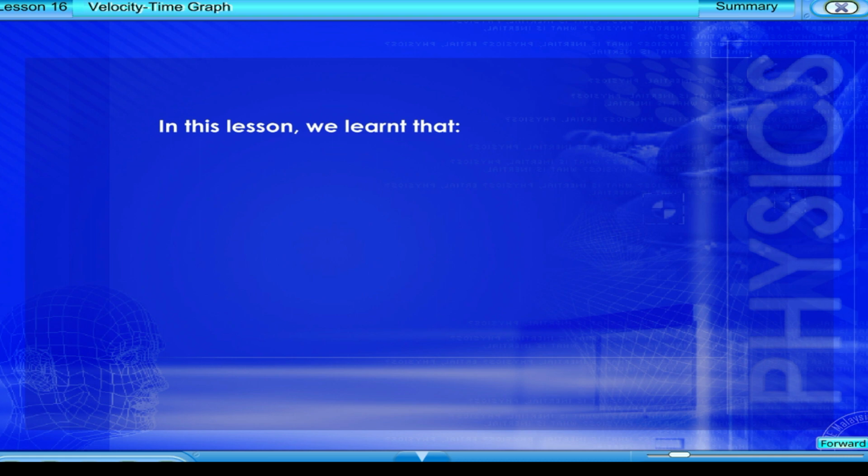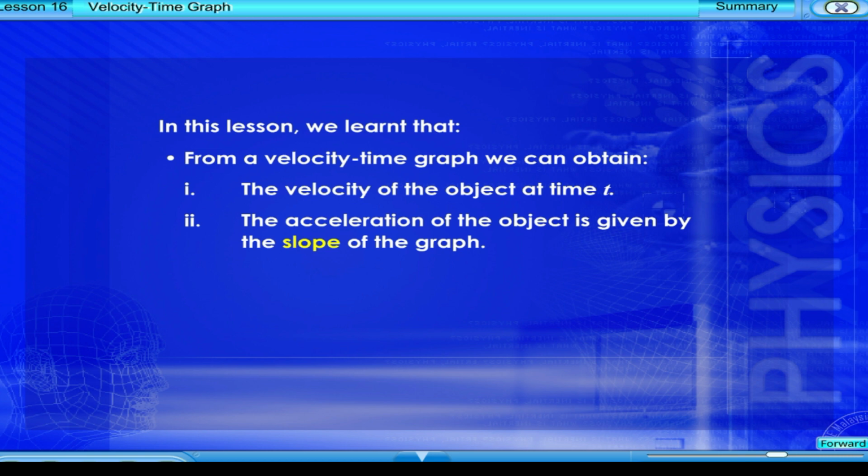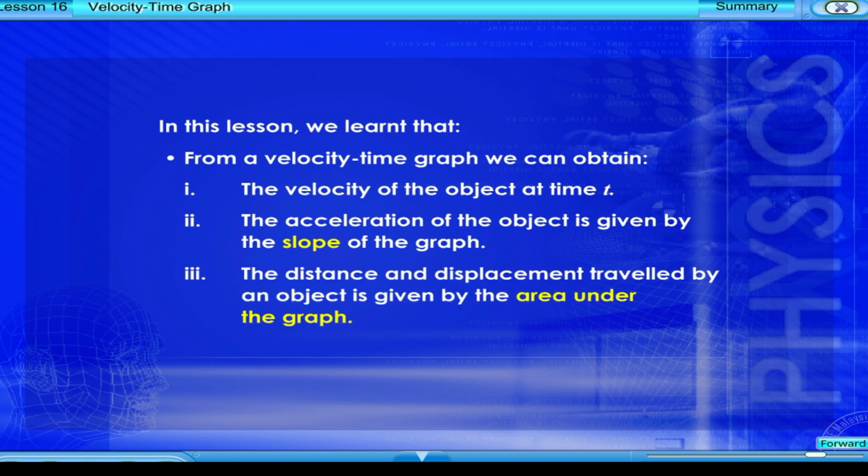In this lesson, we learned that from a velocity-time graph, we can obtain the velocity of the object at time t. The acceleration of the object is given by the slope of the graph. The distance and displacement traveled by an object is given by the area under the graph.